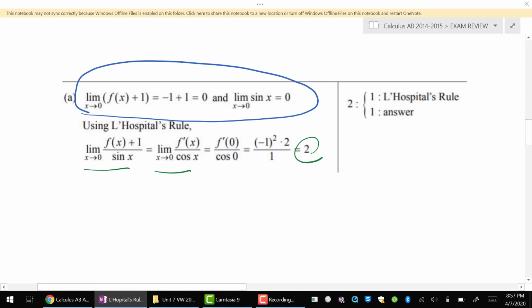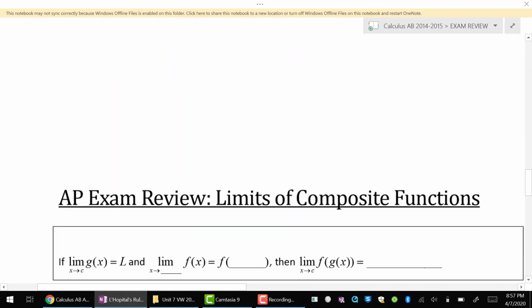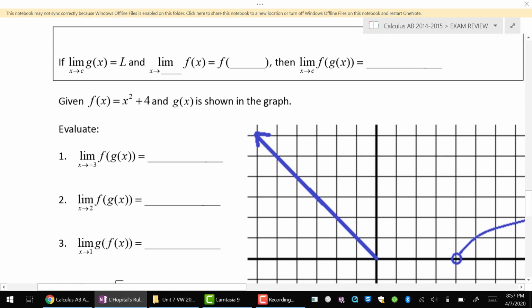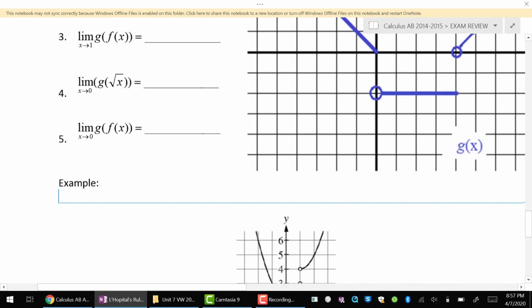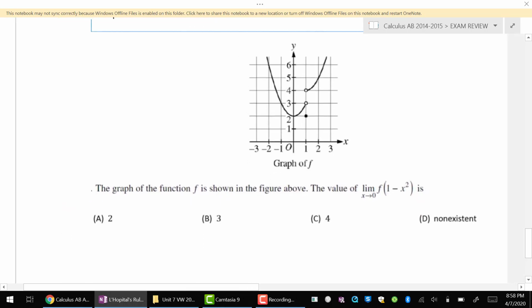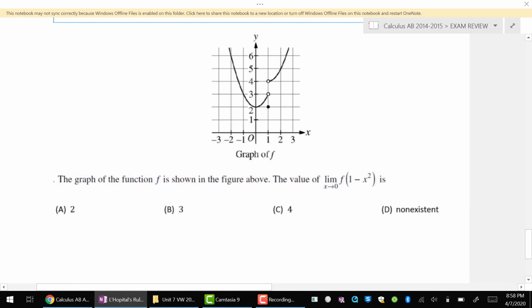Now, on an unrelated topic, I'd like to present to you just a quick reminder on how limits of compositions work, because L'Hopital's rule is actually a rule that helps us find limits. There's just one more kind of question that we should know how to do. Here's a multiple choice question that involves the limit of a composition. Here's a graph of f. Find the value of the limit as x approaches 0 of f of 1 minus x squared.